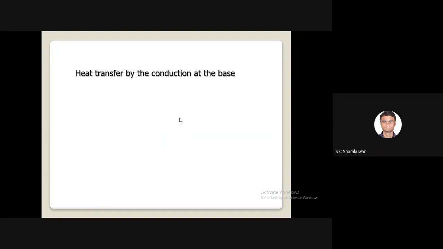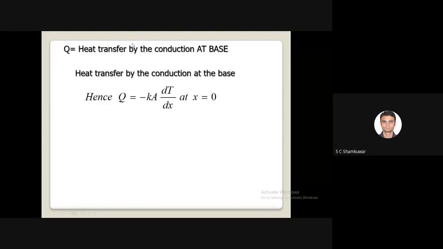Then, now what is Q? Q is the heat transfer by conduction at the base. We need to find out the heat transfer when the fins are infinitely long. What will be the heat transfer by conduction at the base? How will you find it? Q is equal to minus kA dT by dx at x is equal to 0.